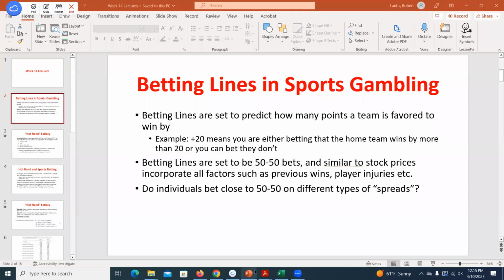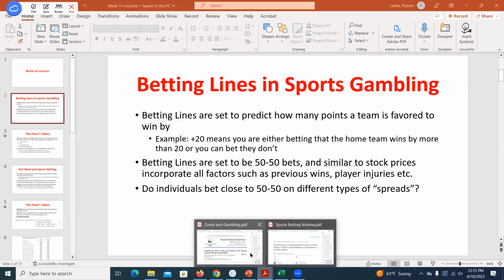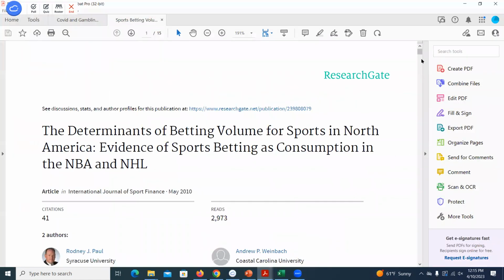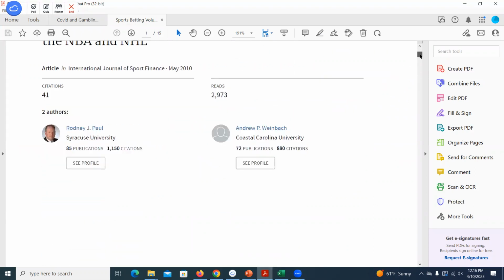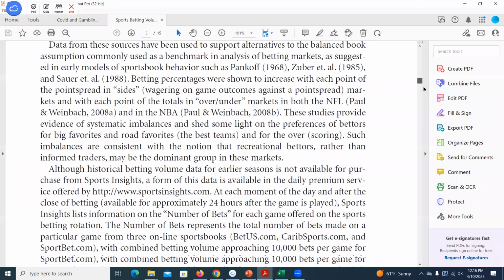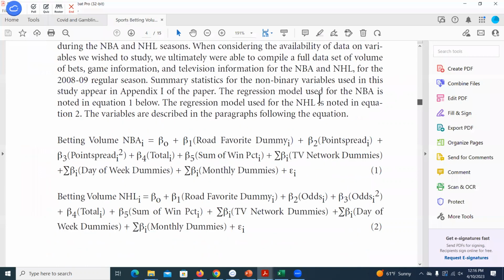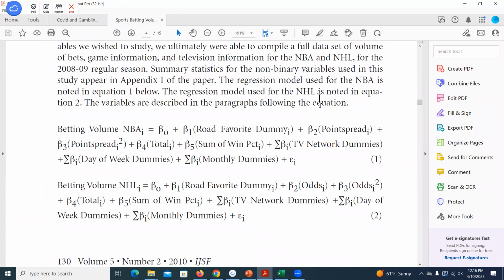Let's go to this paper that I put up on Canvas. So let's do the sports betting volume one first. There's a couple of different papers out there, so this will be the first one to look at. I called it sports betting volume, and it's just up on Canvas. I put it under the files tab.